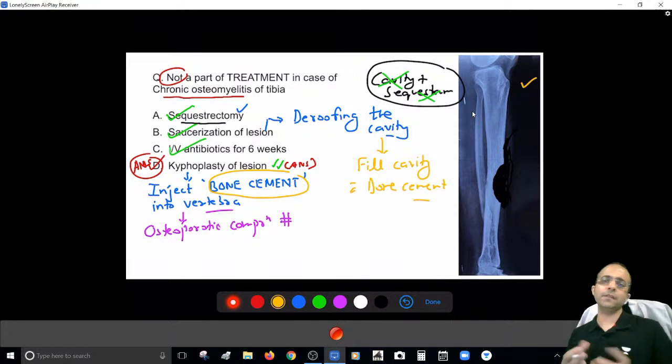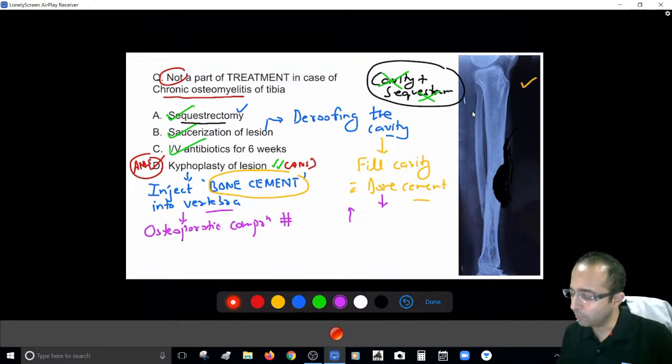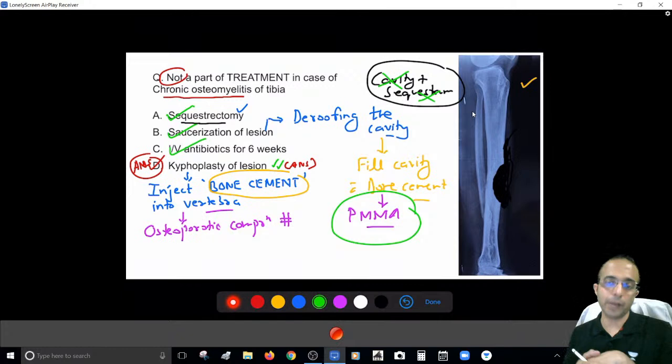Orthopedic surgeons are just the refined version of carpenters: same equipment, same drill bit, same drill machine, same hammer, screw, everything, same bone cement. But yeah, a little more refined one. So this bone cement tends to be a compound called polymethyl methacrylate, PMMA. So we fill small defects at times with this bone cement. So you can fill that cavity with bone cement, and perhaps the treatment of chronic osteomyelitis will be over.